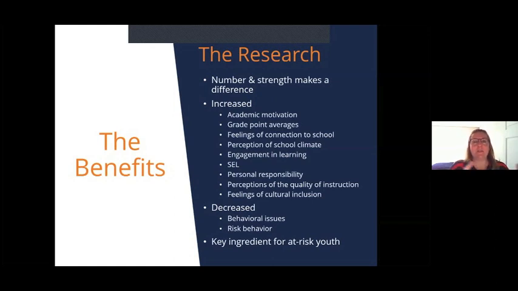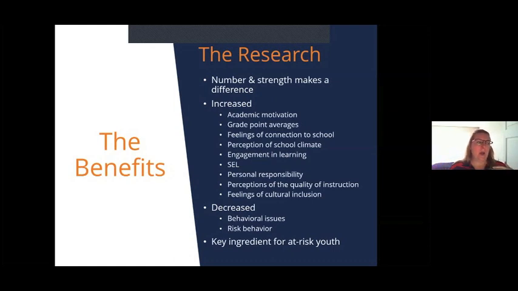And with the increased number and strength of relationships, they show links to increases in all sorts of outcomes. Some of the ones that I've listed, like academic motivations, grade point averages, engagement in learning, positive associations with school, like perceiving school as having a better climate, all of those things are linked to better relationships with teachers specifically. But with other relationships in their lives, there are significant benefits as well.